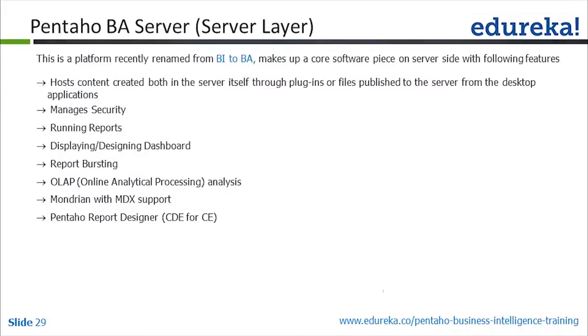Okay, so here we talk about the Pentaho BA server, the server layer, which is the middle layer of the architecture. It hosts content created both in the server itself through plugins, or files published to the server from the desktop application. Whatever plugins you have, for example for ad hoc reporting or the community dashboard editor, you have them in the BA server, or you develop some reports using Pentaho Report Designer and publish them there. So it's available for both.